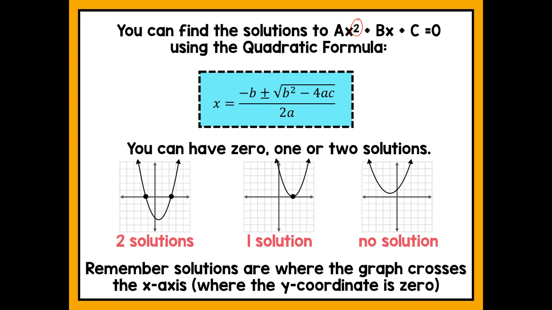We're going to sing it to the tune of Pop Goes the Weasel, and that's going to help you memorize this. X equals negative b plus or minus the square root of b squared minus 4ac all over 2a.